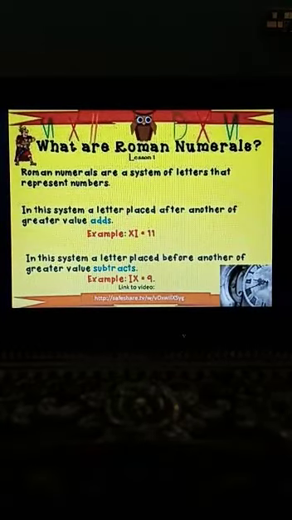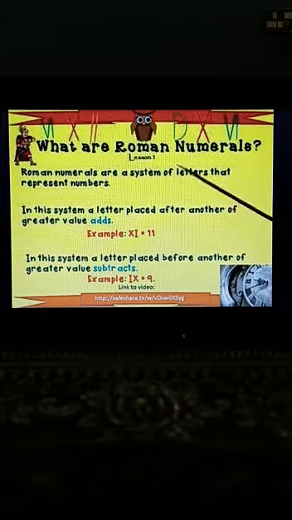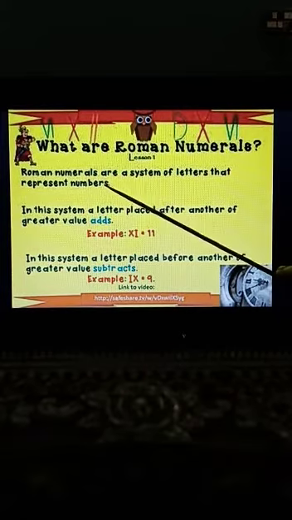What are Roman numerals, what is the basic concept, and how can we write any number in the form of a Roman numeral? There are some criteria described over here. Roman numerals are a system of letters that represent numbers. So in Roman numerals we use letters to represent the numbers.